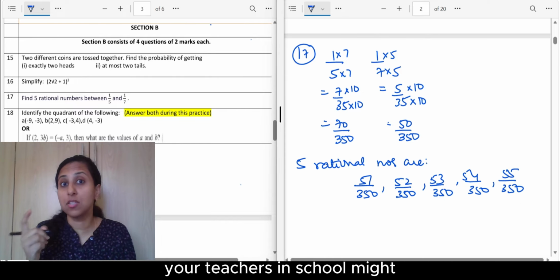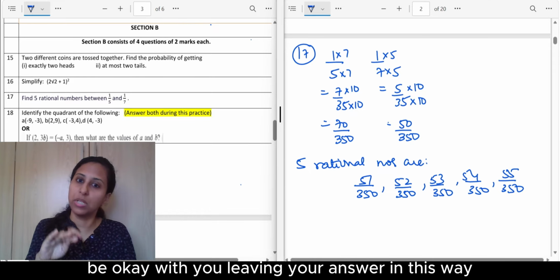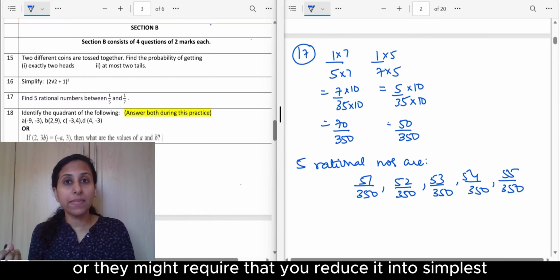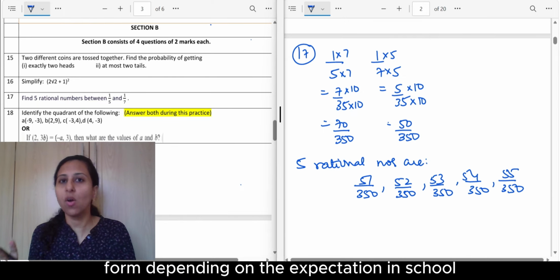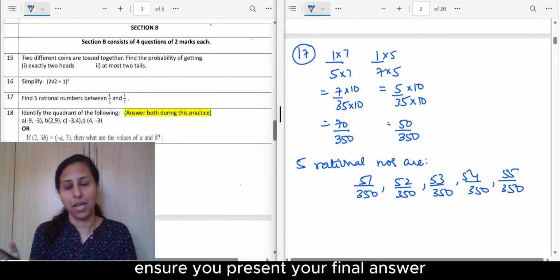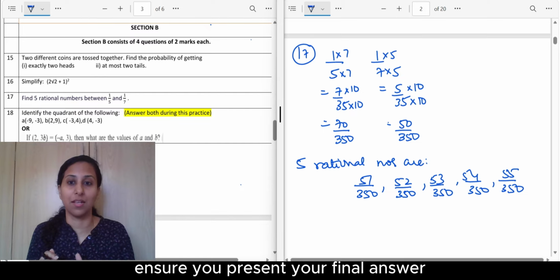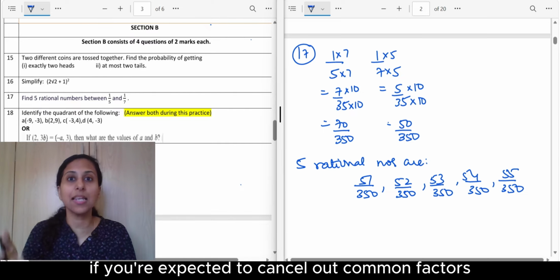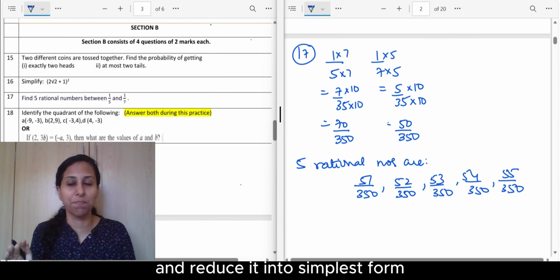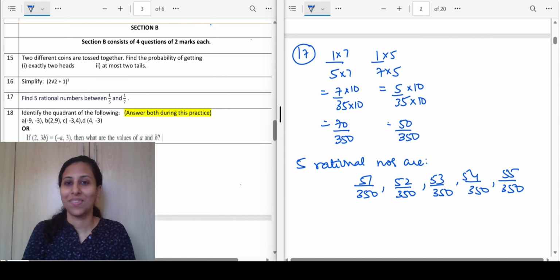Your teachers in school might be okay with you leaving your answer in this way, or they might require that you reduce it into simplest form. Depending on the expectation in school, ensure you present your final answer. You can leave it like this if it's allowed. If you're expected to cancel out common factors and reduce it into simplest form, do that. Okay.